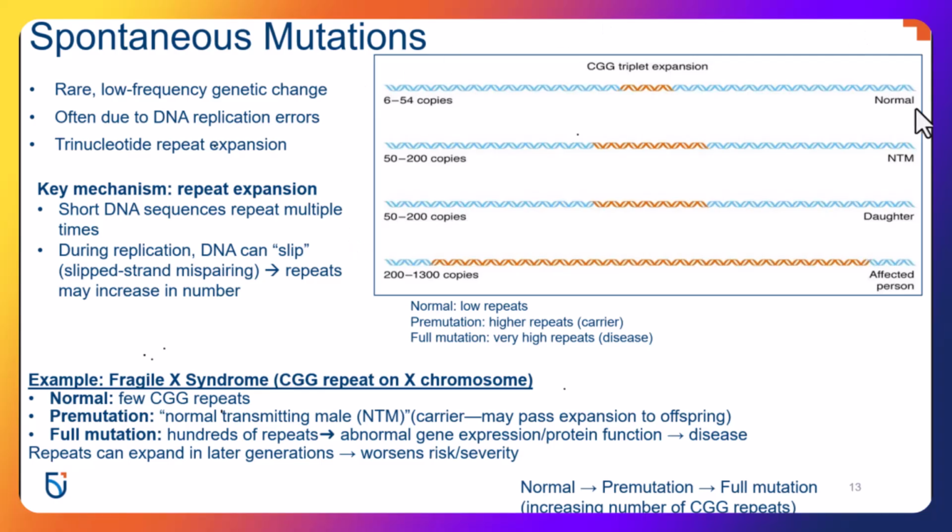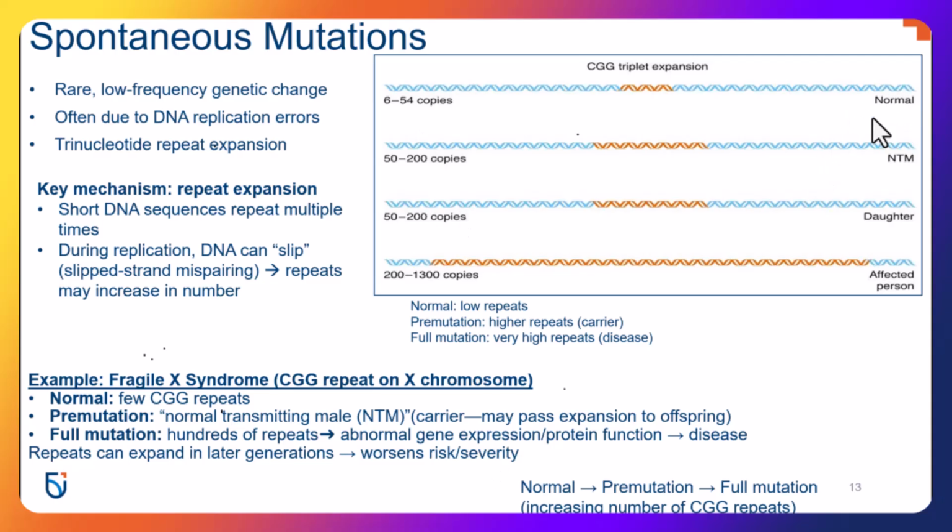Now let's have a look at this image here in this context and try to understand the progression, how we can go from few repeats to much greater repeats and what those clinical implications are. So at the top here in this simplified example, we have the normal state, or what is considered normal, where the CGG repeat region has a small number of repeats. In this example, it's anywhere from 6 to 54 copies. At this level, the gene will be able to function normally. No disease occurs. So this is our baseline. It's considered normal.